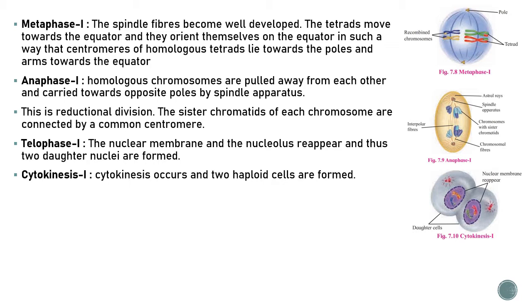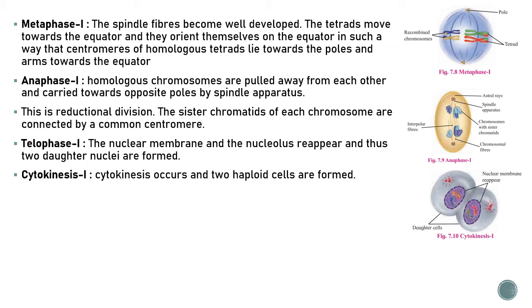In many cases, these daughter cells pass through a short resting phase, which is called interphase or interkinesis. In some cases, this change of telophase may not occur. That means the interphase or interkinesis does not occur, and the anaphase directly leads to the prophase of meiosis second.